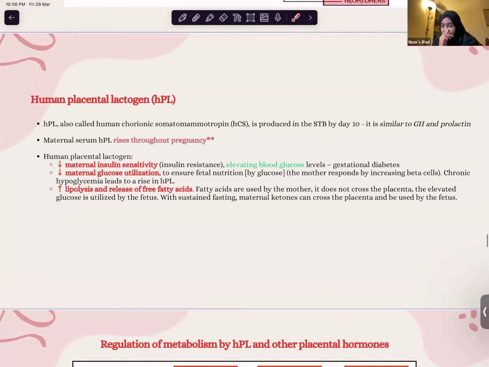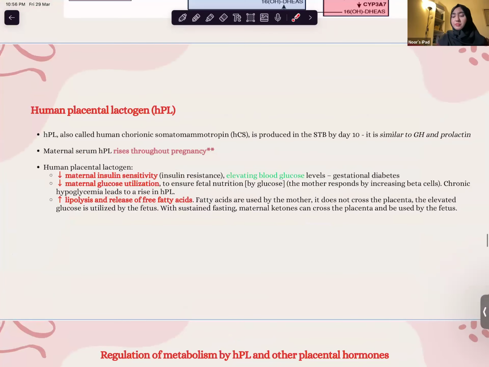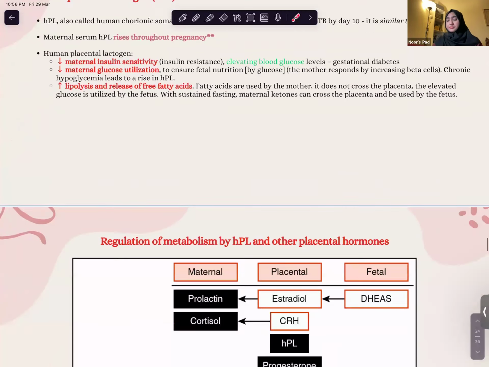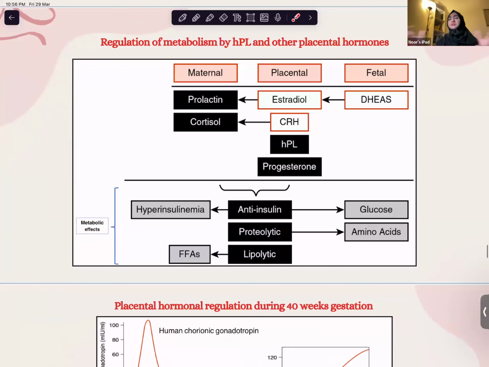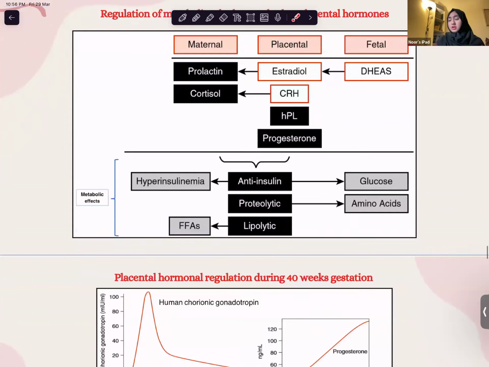One main point here is that when there is insulin resistance, it's going to increase the blood glucose level when HPL is produced. So that's going to cause gestational diabetes. That is a form of diabetes that the mother has during pregnancy. Once after birth, the diabetes would be gone.